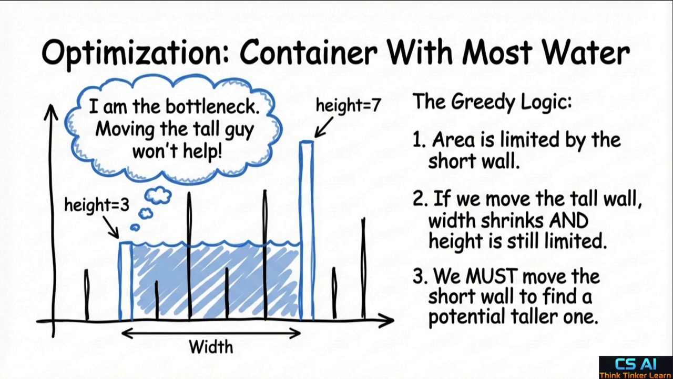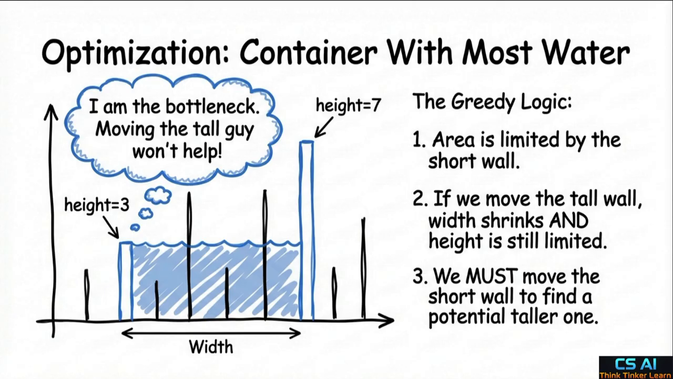We start with the pointers at the widest possible positions. The height of the water is limited by the shorter wall, in this case the one with height equal to 3. The left wall says, I am the bottleneck. Now, we have a choice. Which pointer do we move?